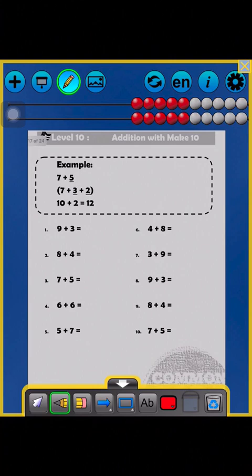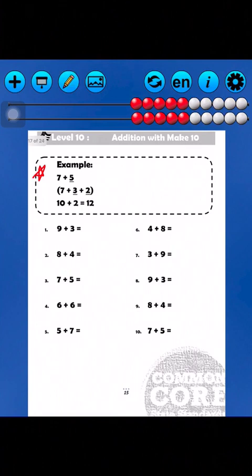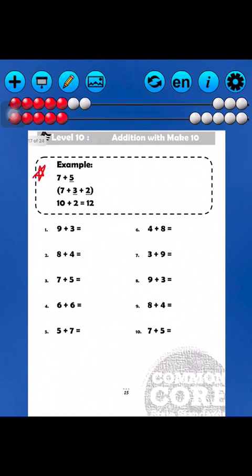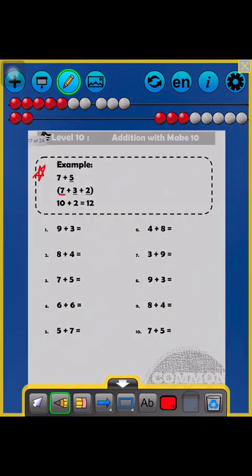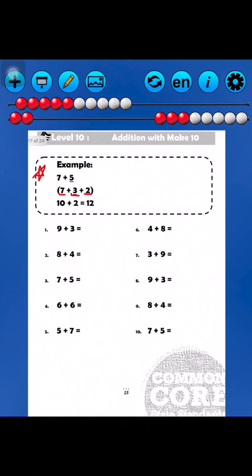Let's move on to the next page. Let's have a look at the example. We have 7 plus 5. We have 7 and 5. So we want to regroup it to form 10. So we make 7 plus 3 equals to 10. So we may add 3 to 7, but take away 3 from 5. So that means 7 plus 3 plus 2. So it equals to 10 and 2, which is 12.